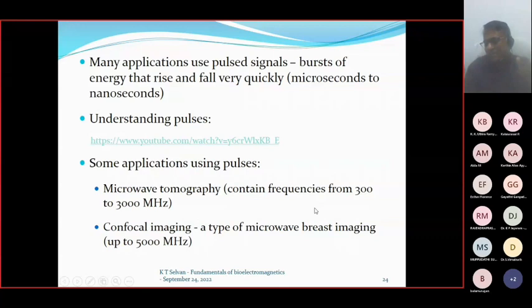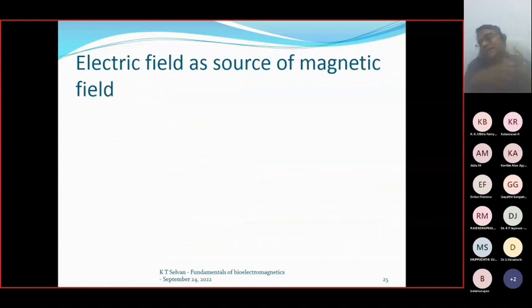The rise time and fall time, when we talk of pulses that quickly rise and fall: in practice, we have what is called a rise time and what is called a fall time. These times determine the extent of the frequencies contained in the pulses. Therefore, in this application, confocal imaging, which is a type of microwave breast imaging, the frequency can be up to 500 megahertz.